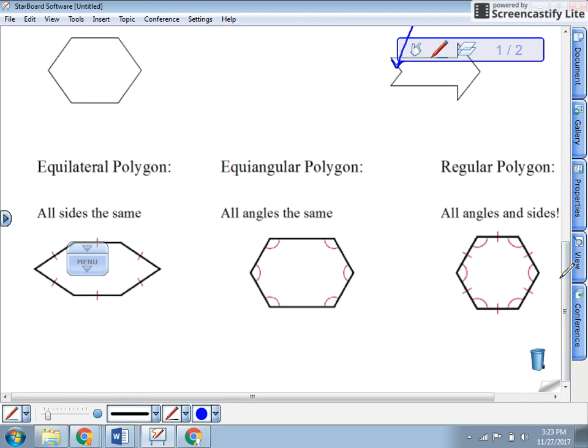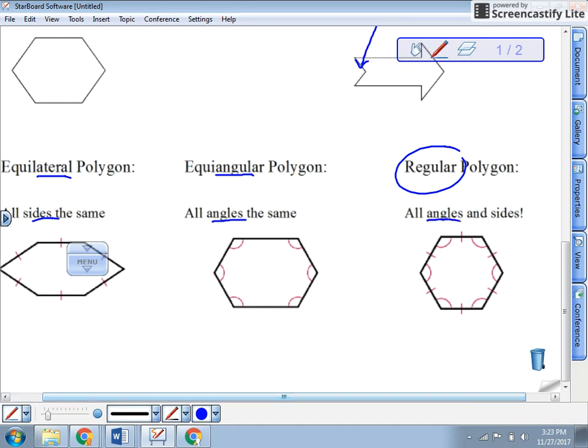All right, terminology. We've used these before, but it's worth repeating. Equilateral, all the sides are the same. Equiangular, again, there's the word angle, all angles the same. Lateral refers to sides. And then regular polygon, super important. A lot of people miss that. If it's regular, its angles and sides are congruent. So be aware of that.